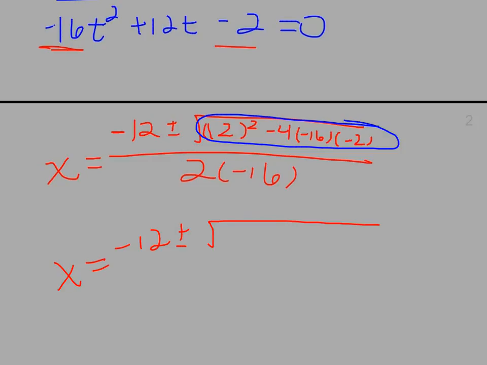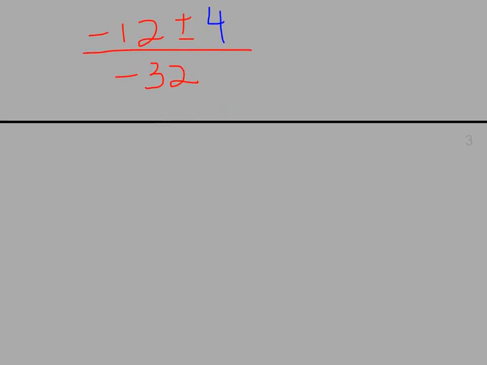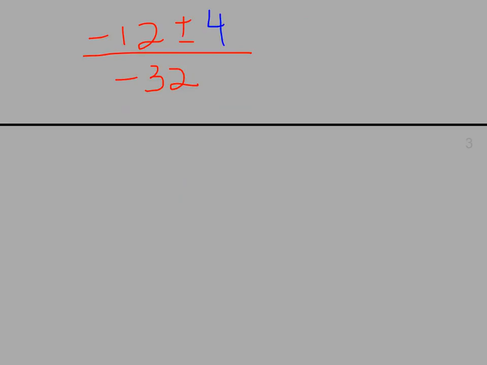Now make sure you're doing this in your own calculator as well so that you know that you're typing it in correctly. 16, all over 2 times negative 16 is negative 32. So I'll just put that in there right away. All right, well, now we can find out what the square root of 16 is following our order of operations. So we're going to have negative 12 plus or minus 4. That's the square root of 16. All over negative 32.